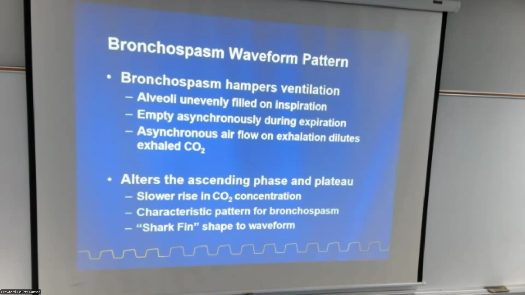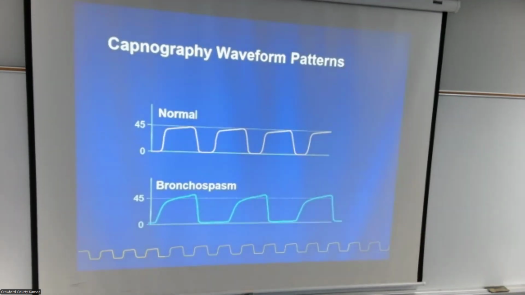So bronchospasm hampers ventilation. Now the lungs unevenly fill on inspiration. That's the whole kicker right there. Unevenly filling and emptying, extending the increase during expiration. It alters the ascending phase and plateau, with a slower rise of CO2 concentration. What we call a shark fin is a type of waveform shape.